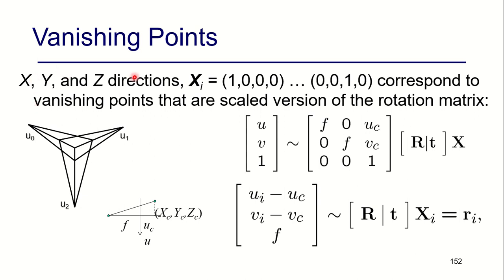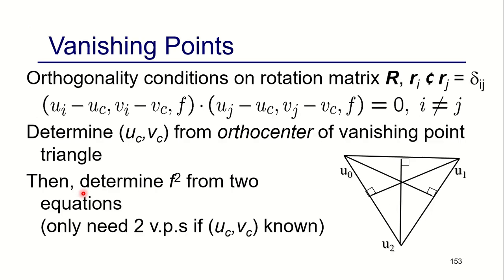So x, y and z directions, where xi is equal to, so in all the places you are replacing by 1. So you have different combinations of points corresponding to vanishing points that are the scaled version of the rotation matrix. So the matrix with f on the diagonal, the last value 1, and uc, vc, then the rotation matrix or translation matrix into X. So this is the final matrix equation for this vanishing point determination.